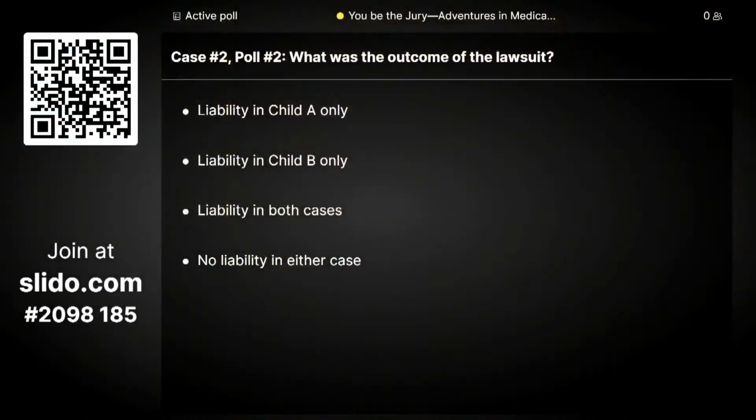So let's go and discuss the outcome of the lawsuits. Both parents filed lawsuits in these cases. Was there liability of the physician in child A, in child B, in both cases, or in neither case?